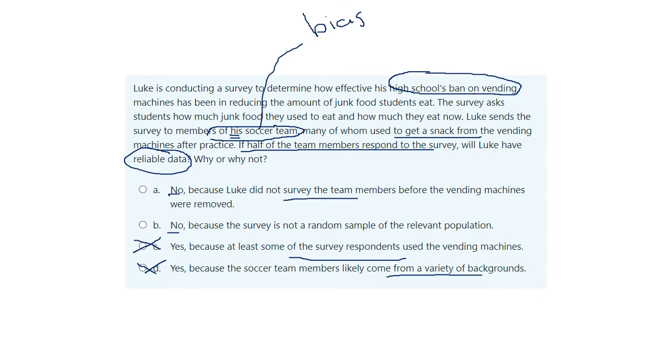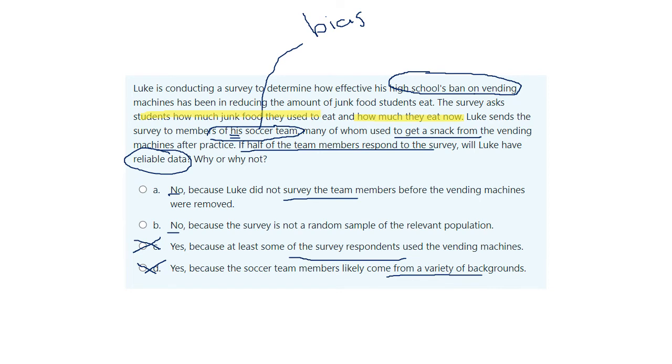He did not survey the team members before the vending machines were removed, but he did ask them. He asked them how much they ate before and how much they eat now. Okay, their memory might not be so good, it might not be so accurate, but that's okay. You can ask people what they did last year and what they do now if you're looking for a difference. It is better if you did a survey before and you do a survey after, but it's not always possible because you might not know that you want to research this before this thing happens. So it's not always possible.